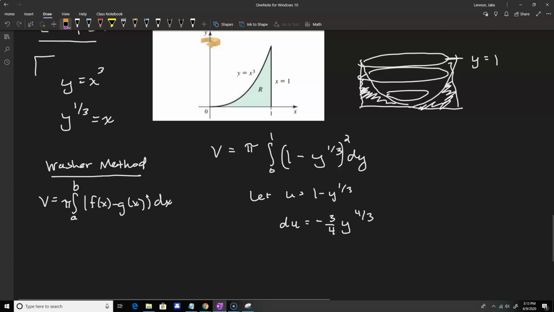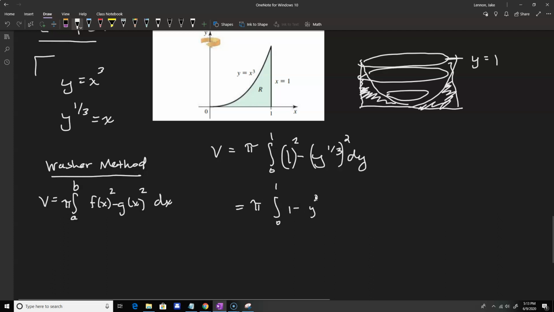In fact, the washer method, you're subtracting two separate areas, right? So we would actually just square each function separately. So that's another small one. So the washer method should be f of x squared minus g of x squared. So in effect, we're going to be squaring each formula here. So it would be 1 squared minus y to the 1/3 squared. So we're actually, in fact, not going to require the substitution at all. It's just going to be a straightforward integration. So this is going to be pi times the integral from 0 to 1 of 1 minus y to the 2/3 dy. And now we can integrate.